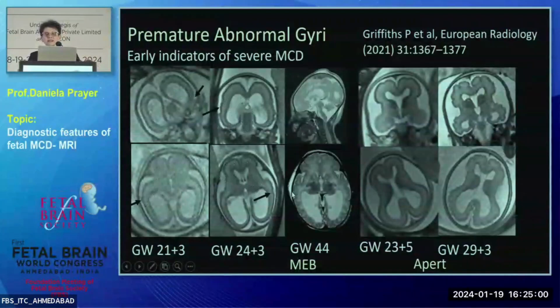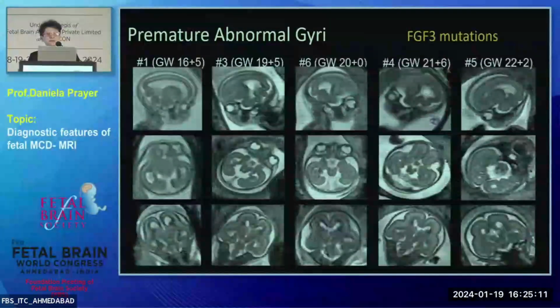On the right side, you see an Aicardi syndrome that we saw at first in gestational week 24 and with the full-blown polymicrogyria in gestational week 30. I don't comment on that because you saw that now twice.